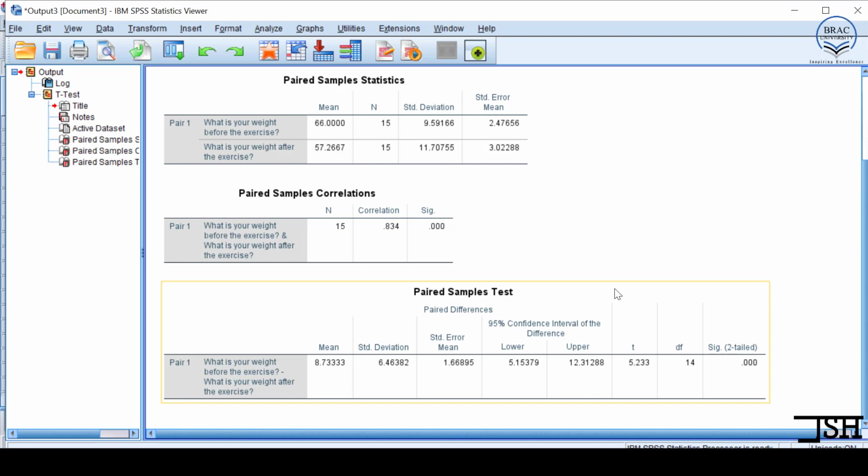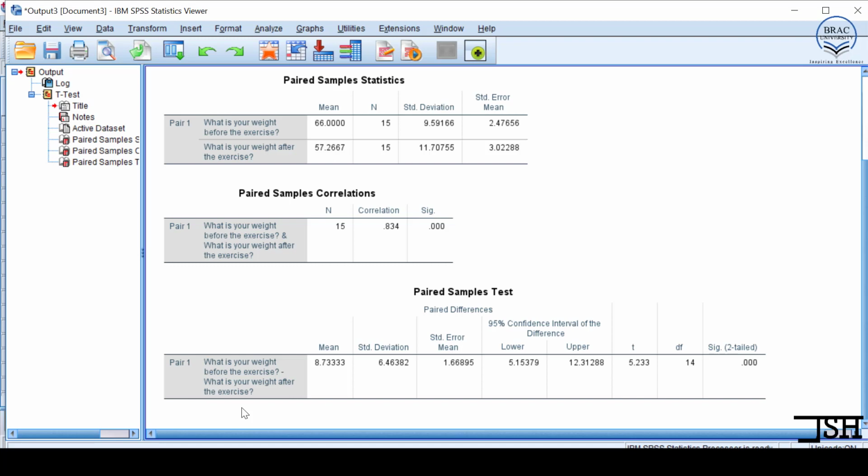Now, before the p-value, I want to show you something else. Here in the first column, we have something. Let's read it. What is your weight before the exercise minus what is your weight after the exercise. So again, this is weight before minus weight after.